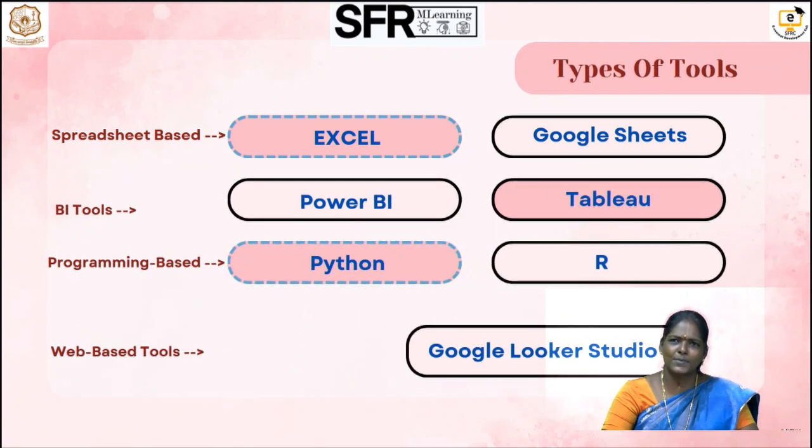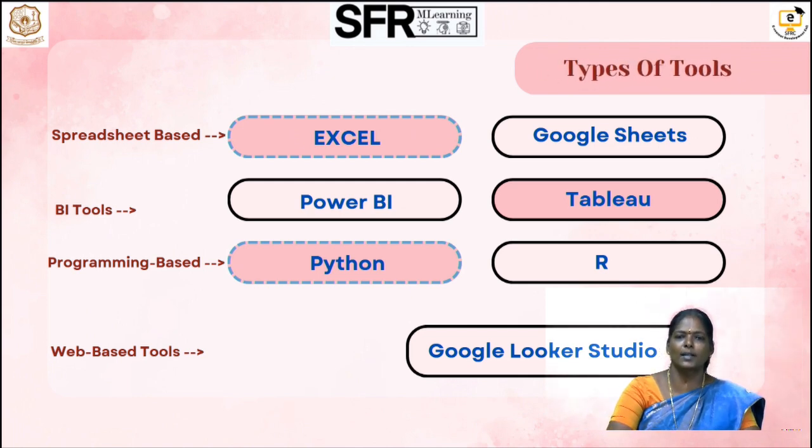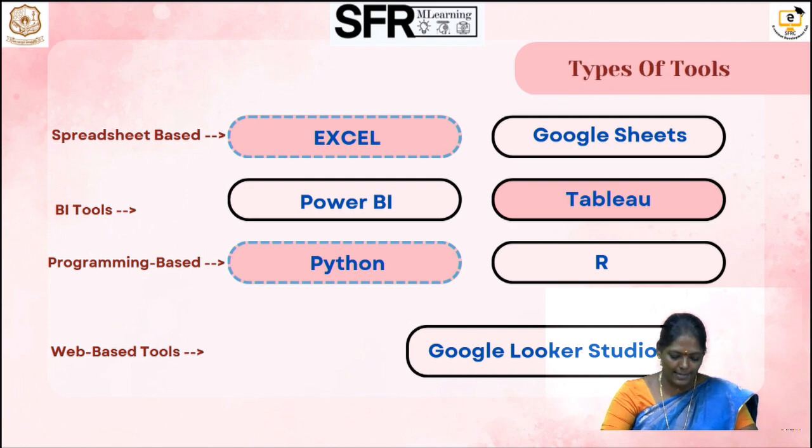These are the different types of tools that are used for data visualization. There are four types of tools. One is spreadsheet based, mainly Excel and Google Sheets. The second is business intelligence tools, where we use Power BI and Tableau. Another is program based data visualization tools, which is nothing but Python and R. And the final one is web based tools, which means Google Looker Studio. Google Looker Studio is the major tool we use nowadays for web based analysis.